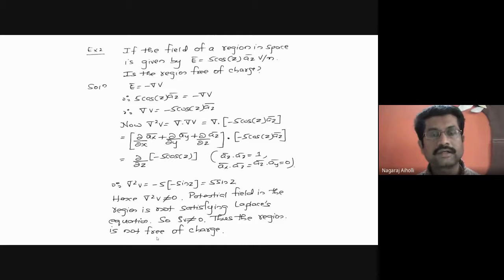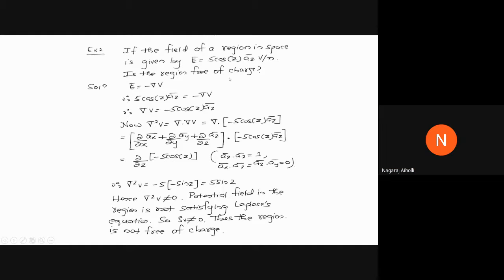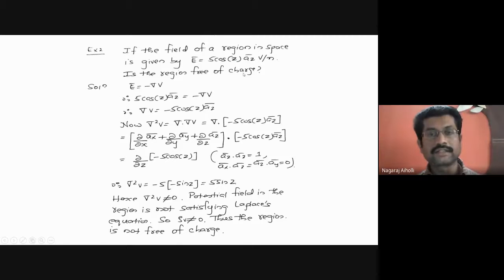Read the question first, students. Let us try to understand what is given and what is being asked. There is some region in space and its electric field intensity is given by the equation E bar is equal to 5 cos z Az bar volt per meter. This is the equation of the electric field intensity in the given region. Now they are asking, is the region free of charge? Whether that region is free of charge or not, that we have to find out.